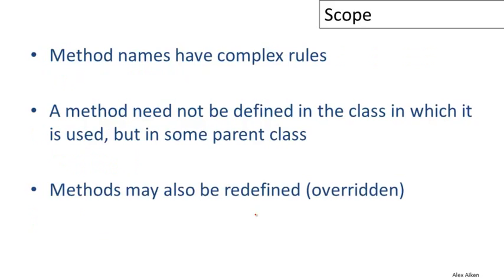Finally, method names have quite complex rules. For example, a method doesn't have to be defined in the class in which it is used. It could just be defined in some parent class. And also, methods can be redefined. So it's possible to do what's called overriding of a method and give a method a new definition, even though it has been defined before. We don't actually have the language yet to talk about these rules with any precision, but we'll be going into this in future videos.